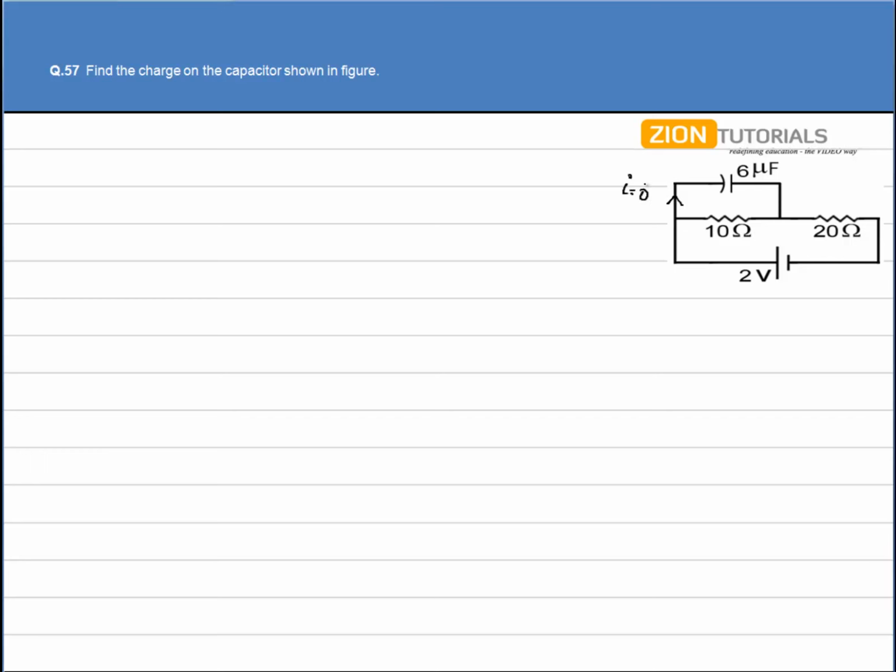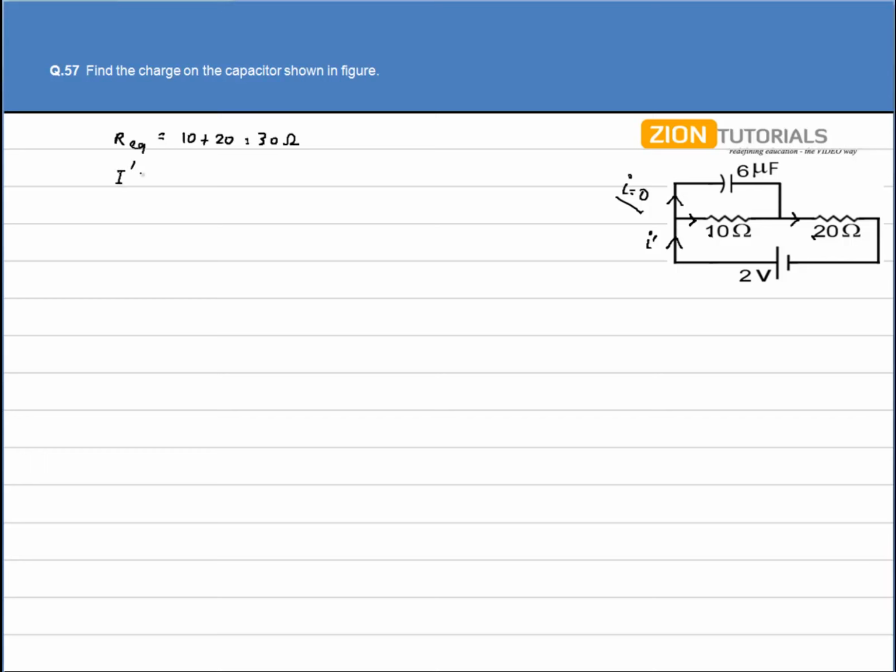So, we have 10 ohm and 20 ohm directly connected in series. Whatever current I dash is flowing in this branch, the complete current will pass through 10 ohm because the current through the capacitor is 0. The capacitor acts as an open circuit, and this current will be forwarded to 20 ohm. We have 10 ohm and 20 ohm in series, so our equivalent is 10 plus 20, that is 30 ohms.